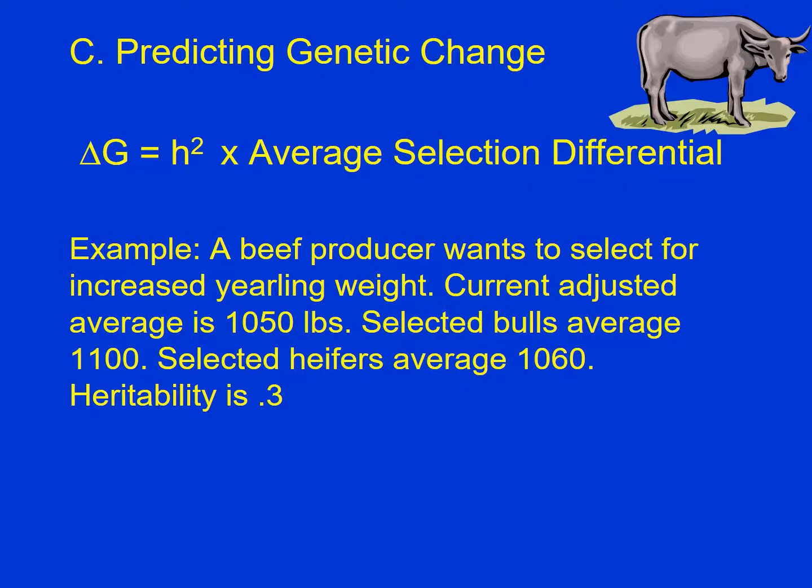In our example, we're looking at beef cattle. A beef cattle producer wants to select for increased yearling weight. Current adjusted average is 1,050 pounds. Selected bulls for the next generation average 1,100, so they're plus 50. And we're saving most of the heifers back. We've only got a selection differential of plus 10 pounds on them compared to the herd average. And we know that the heritability for yearling weight is 0.3, or 30%.